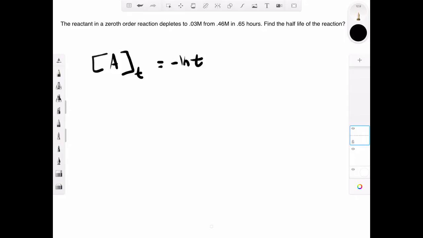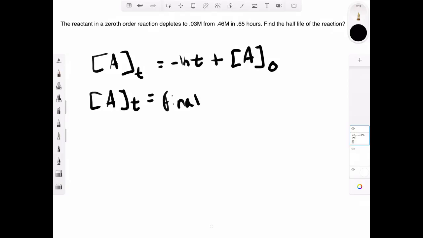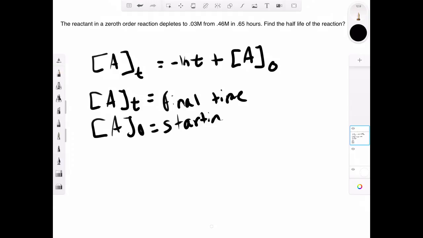So A_t equals negative kt plus A initial. This is the overall zeroth order formula. So we know for sure that A_t is the final time, so it's going to be 0.03. What A_0 is meaning is the initial time, or the starting time.